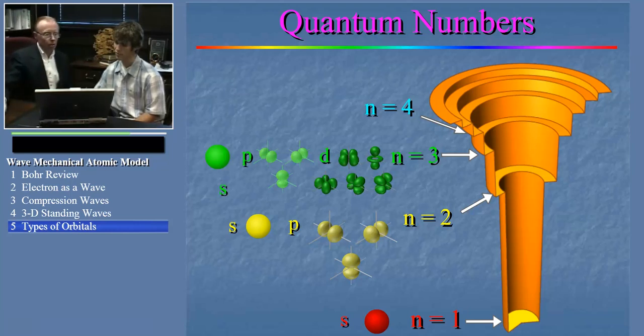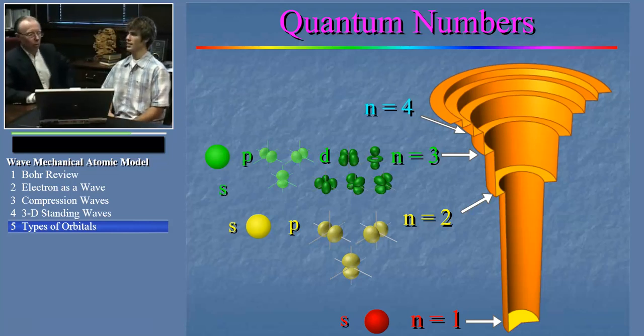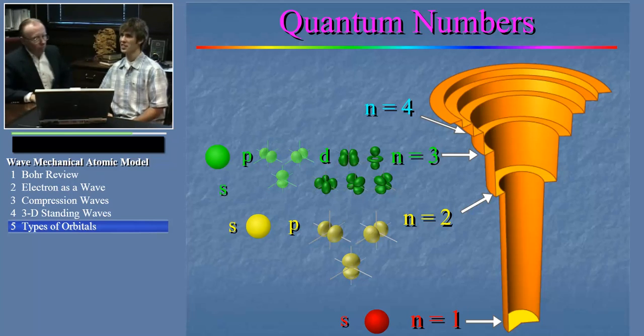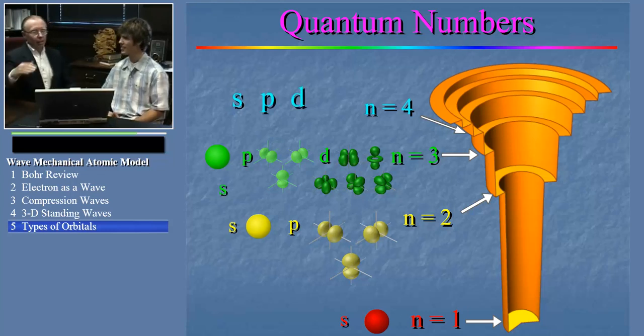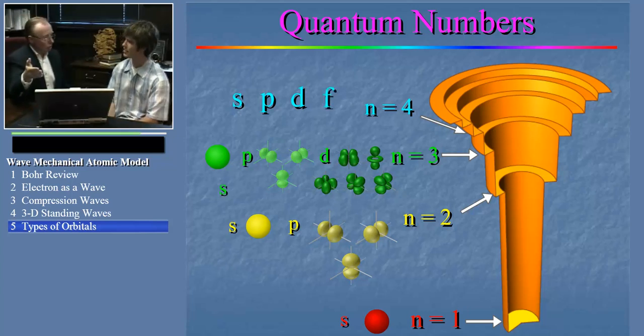Now, Brian, bet you can't guess what types are allowed for n equals 4. What do you think? I don't know. I'd have to say S, P, D, and isn't there one other one? Oh, yeah. Okay. There's got to be another one, and it turns out that it's called the f-type orbitals. Okay. They come in sets of 7.